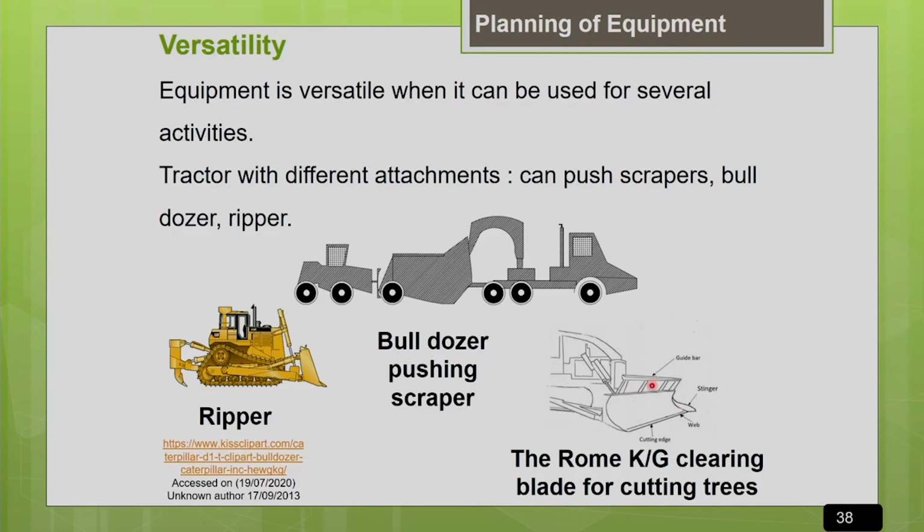Similarly, you can use the special blade called the Rome K-G blade, which is specially designed for cutting trees. It is a very efficient blade for cutting trees. Just by changing the attachment, I can use the bulldozer for cutting the trees.